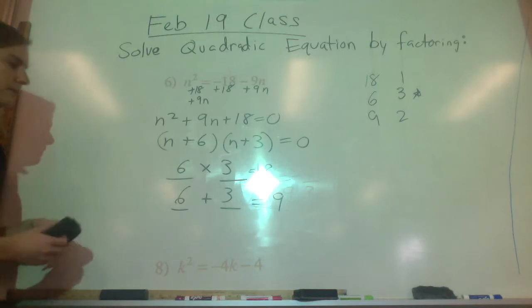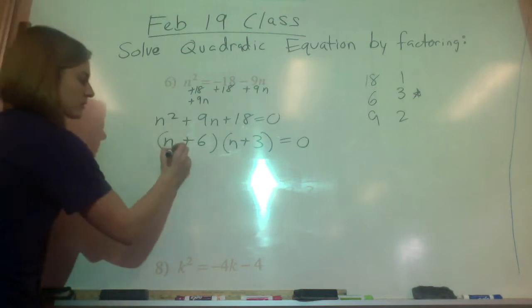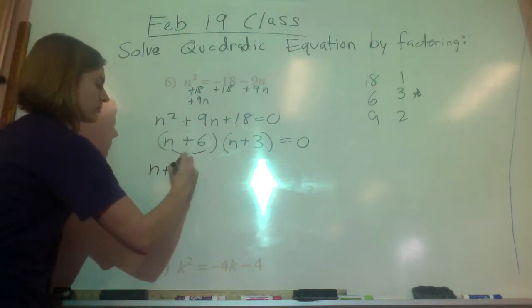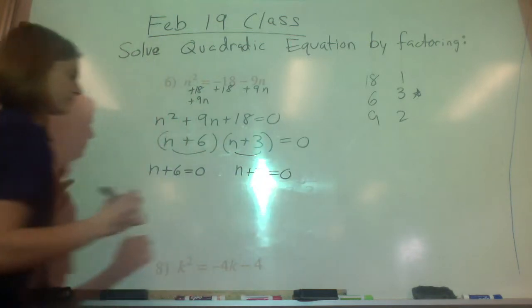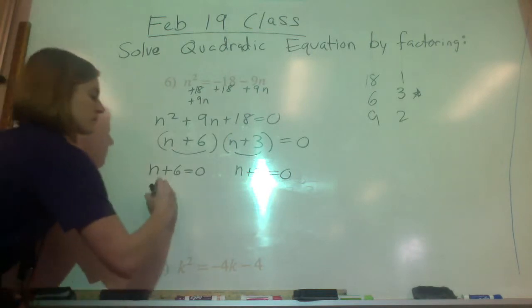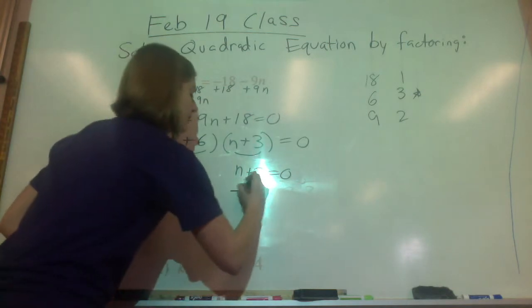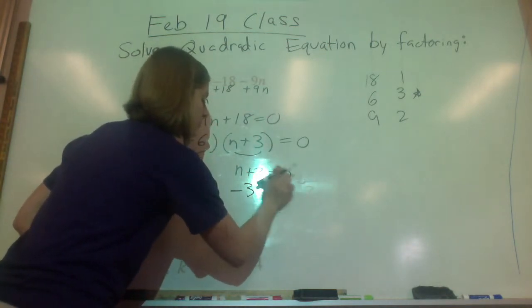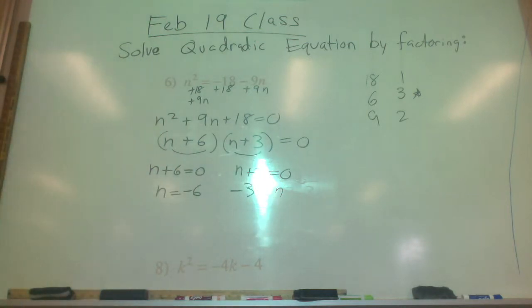So we're not done. Now we need to find out what can turn this into 0 and what can turn this into 0. Joey? For the first one, if n is negative 6. Absolutely. Negative 6 plus 6 gives me 0. And who can tell me the next one? Caitlin? Negative 3. Negative 3 plus 3 gives me 0. So n is equaling negative 3 and negative 6. And that's it.